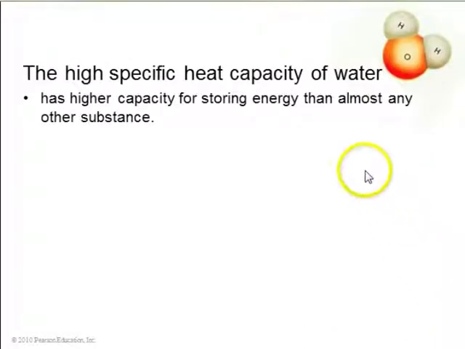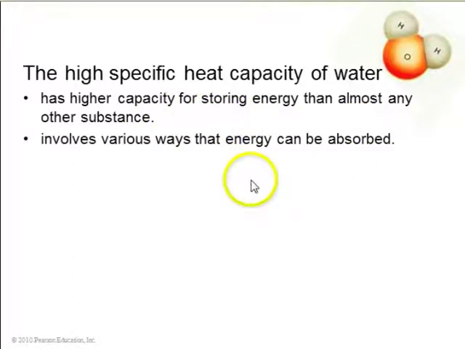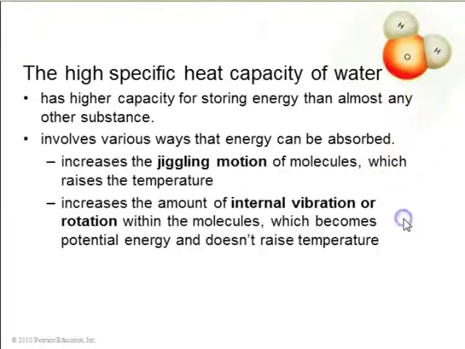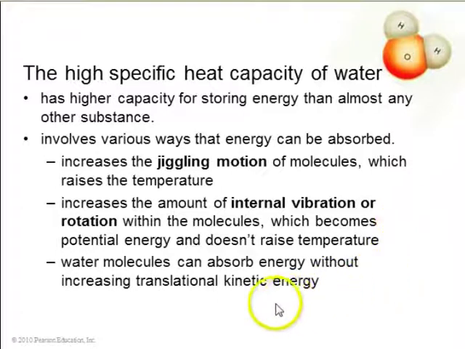So water itself has a very high specific heat capacity. It's higher than almost any other substance, and it involves the number of ways that the water molecule can absorb energy. You can absorb energy by the jiggling of the molecules, but also internal vibration between the hydrogens and the oxygen, or rotation. So this particular shape of the water molecule allows it to absorb energy without even increasing its translational kinetic energy.